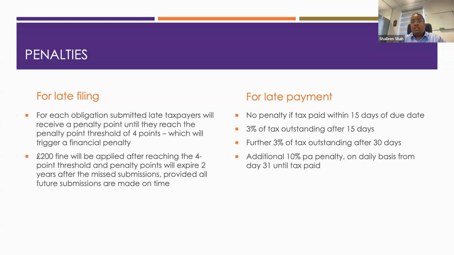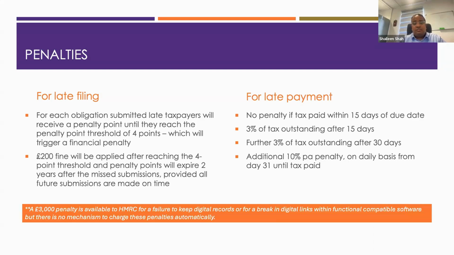But then there is a 3% penalty of the tax outstanding every 15 days. So after the first 15 days, you'll have a 3% penalty, a further 3% penalty of the tax outstanding after 30 days, and then an additional 10% per annum penalty on a daily basis from day 31, from when the tax was due until the tax is paid.